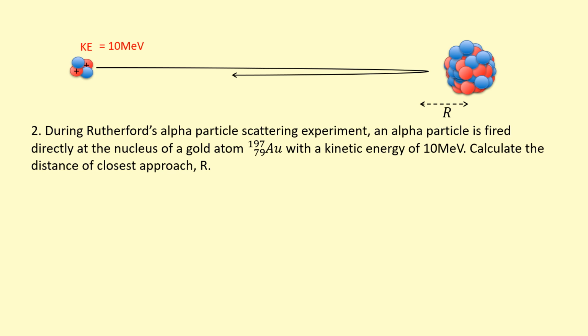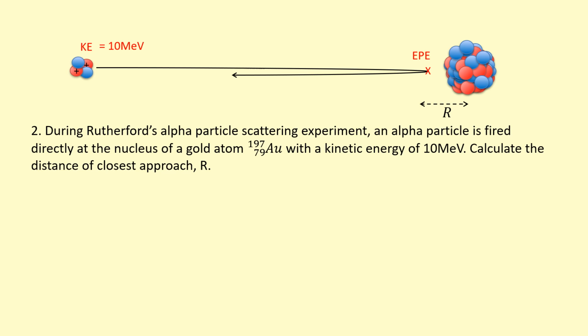So what we're doing is we're actually using the distance of closest approach, or how close it gets, to approximate the radius of the nucleus. Okay, so what's going on? The kinetic energy that it's fired with is turning into electric potential energy because the nucleus is repelling the alpha particle. They're both positive, and the alpha particle comes to a rest. It stops at that point of distance of closest approach.